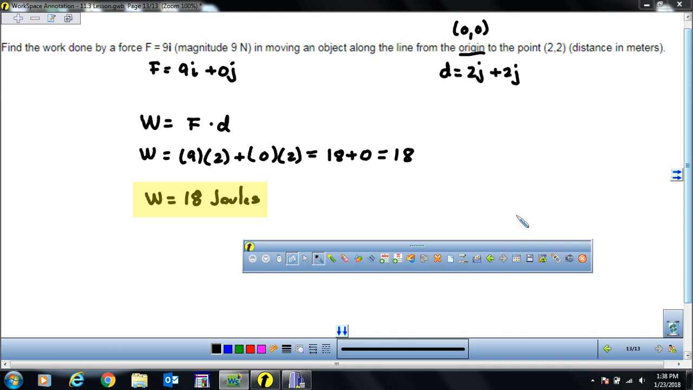And this problem concludes section 11.3.